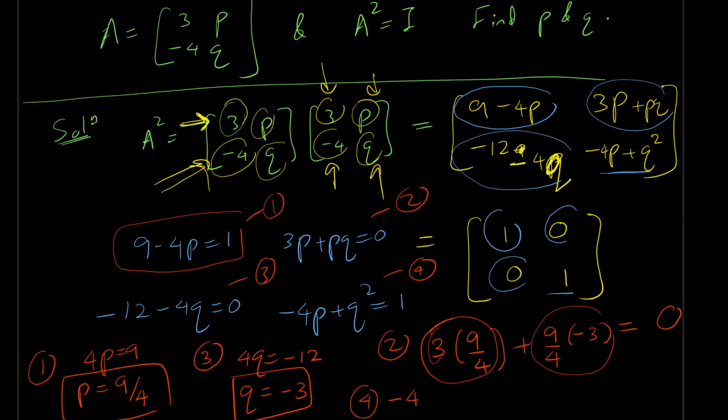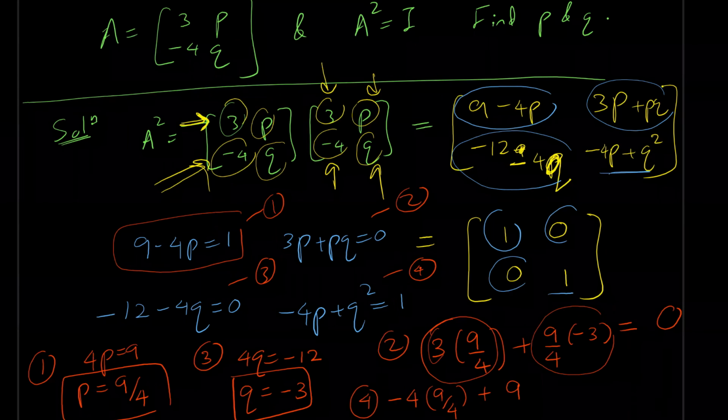So minus 4p is 9 over 4 and q squared, q is negative 3, so q squared is 9. Let me see, q squared, did I make any mistake there? Minus 4p plus q squared. Something seems to be wrong here.